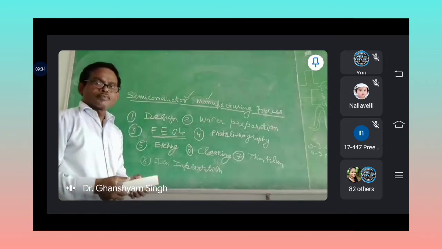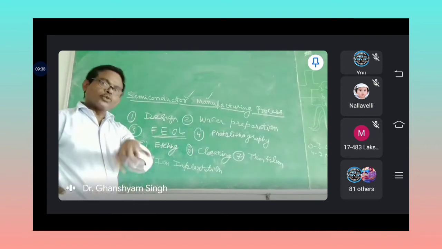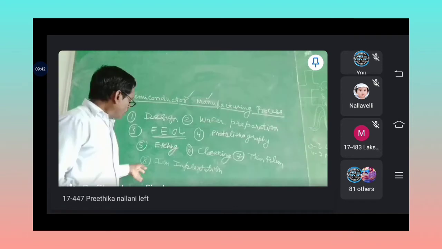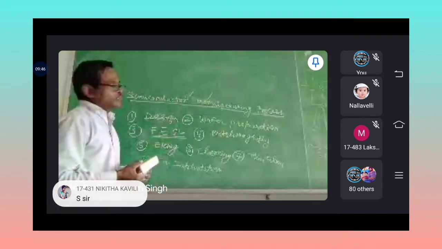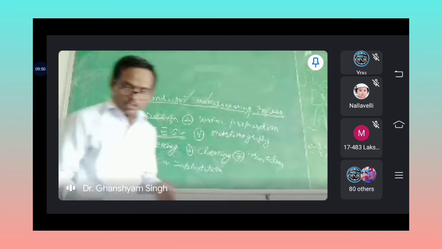Now we come to the diffusion process. In the diffusion process, the atoms move from higher concentration to lower concentration, in which the temperature required is high, and hard masking with SiO2.